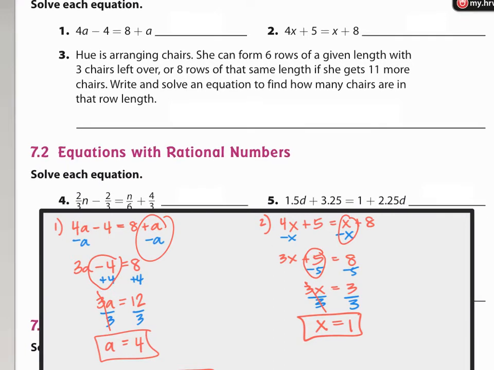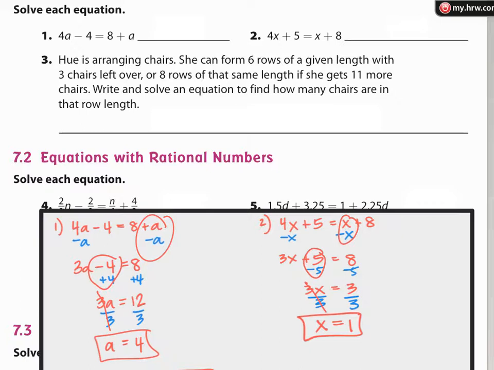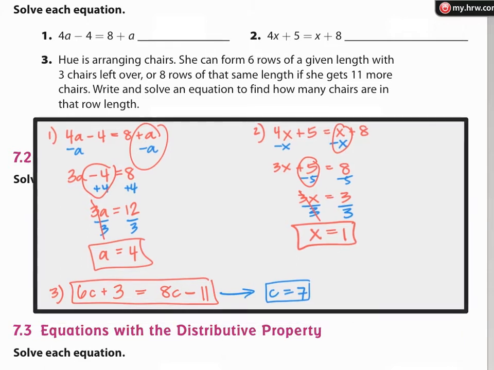Take a look at number 3. Hugh is arranging chairs. She can form 6 rows of a given length with 3 chairs left over, or 8 rows of the same length if she gets 11 more chairs. So that's going to make a big difference how you do the 3 chairs left over and then getting 11 more chairs. So this is the equation I came up with.